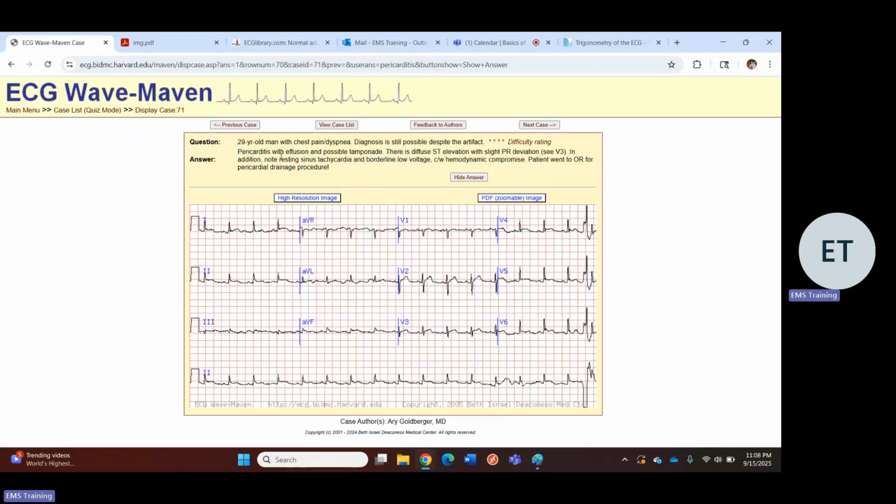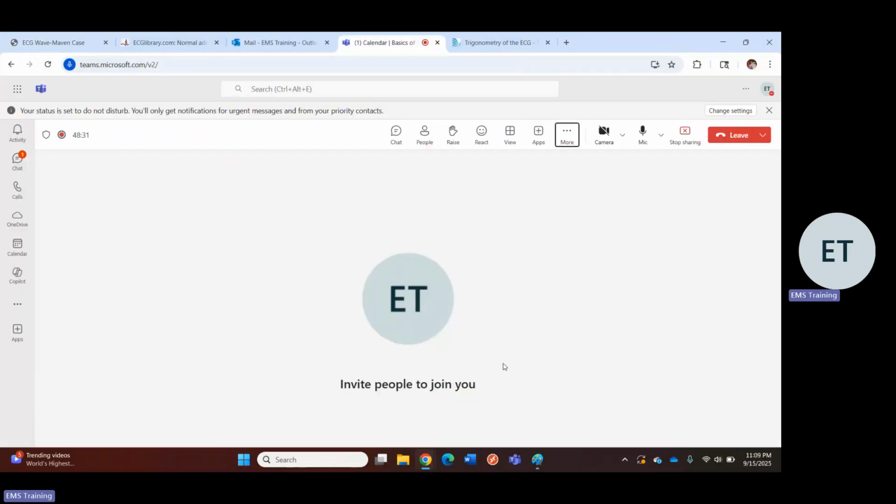Tachycardia in a resting patient is not normal. And then the low voltage, that could be because of fluid collecting around the heart, thereby dulling the magnitude of the electrical amplitude you see. Coupled with hemodynamic compromise, the patient went to the OR for a pericardial drainage procedure. But how do we know that there's hemodynamic compromise? It doesn't tell us. Anyways, that's not really a 4-star one. That's kind of easy.